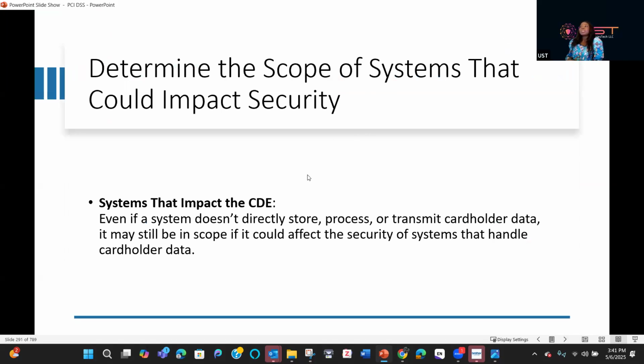But determine the scope of systems that could impact security. So in the next video, we will talk on that and see how to determine the scope of systems that could impact security. I'll see you guys in the next video.